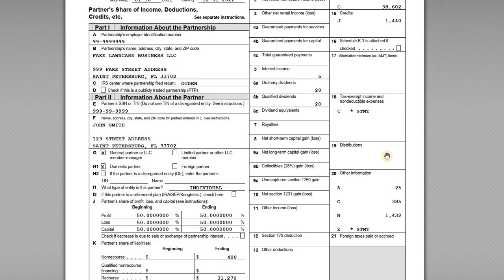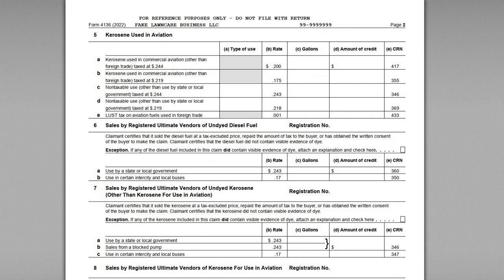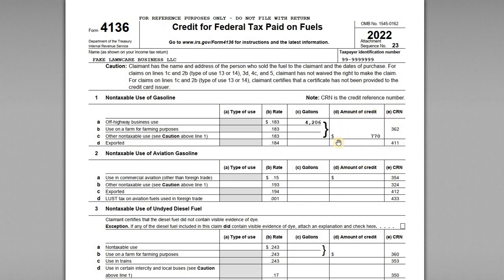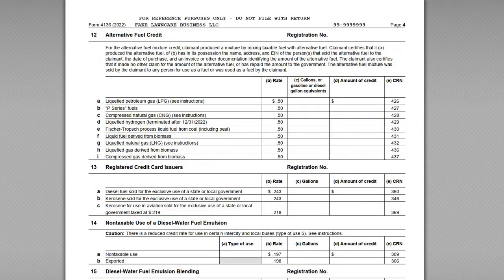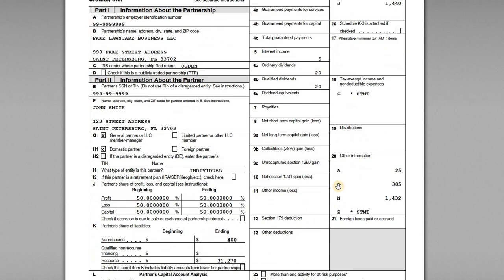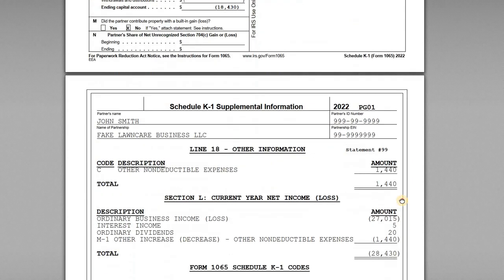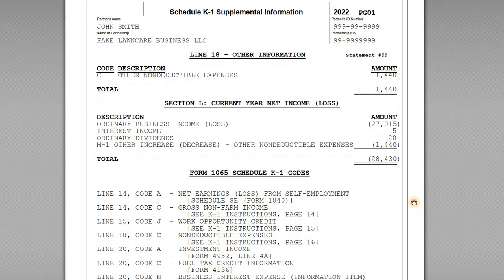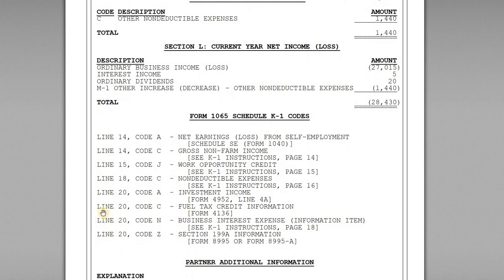Remember, the amount of the credit was $770. If we go back to the 4136, we can see the amount of the credit, $770. That's going to be split 50% to John, 50% to Jane. And so that's what's happening on John's K-1 here. He has a line 20C amount for 50% of 770, which is 385. Then in the supplemental information, we have some other pieces. So the 1065 K-1 codes: line 20C, code C, fuel tax credit information, Form 4136.